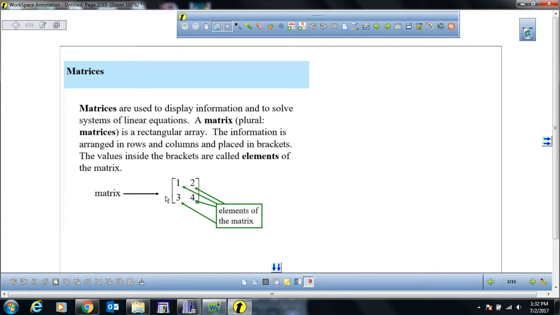The number 3 is in the second row, first column. The number 4 is in the second row, second column. So it is arranged in terms of rows and columns. That's what a matrix is. It's just a rectangular array of numbers in which every number is called an element of the matrix.